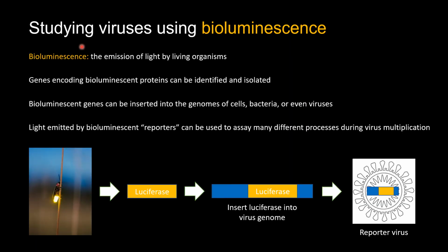So at Promega, we specialize in developing new technologies and assays for studying different biological processes by harnessing the power of bioluminescence. So bioluminescence is simply the emission of light by a living organism. Of course, the first example that probably comes to most of our minds would be a firefly. The genes that encode these bioluminescent proteins can be identified and isolated, such as the example of the firefly luciferase gene. Once these genes have been isolated, they can actually be inserted into the genomes of cells, bacteria, or even viruses. So here we can imagine inserting that luciferase gene into a viral genome and then generating a virus that we can then track using the light emitted by these bioluminescent reporters. And this can be used to study many different processes during virus multiplication.